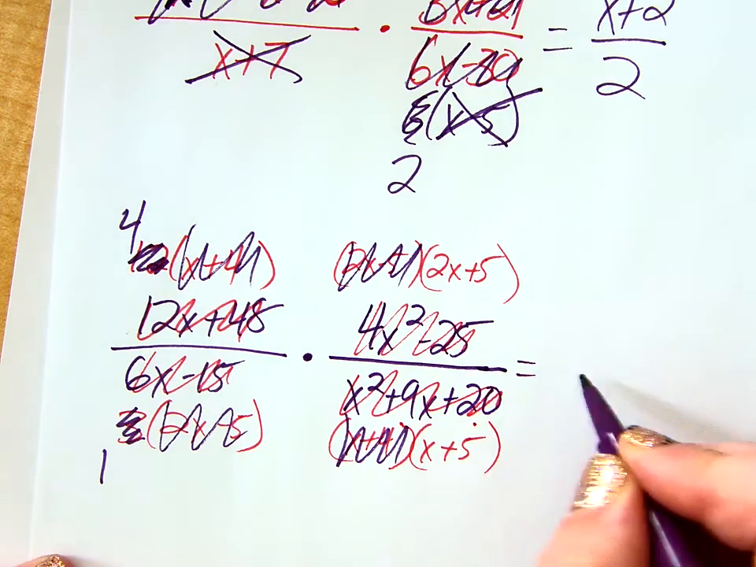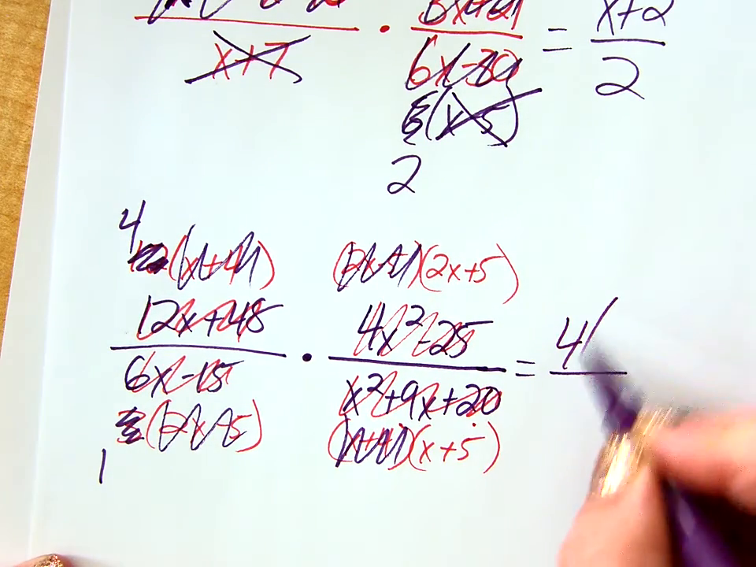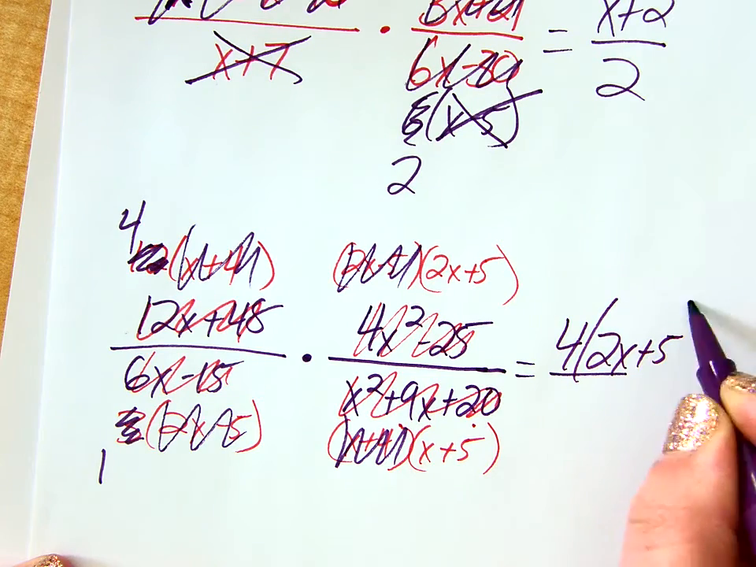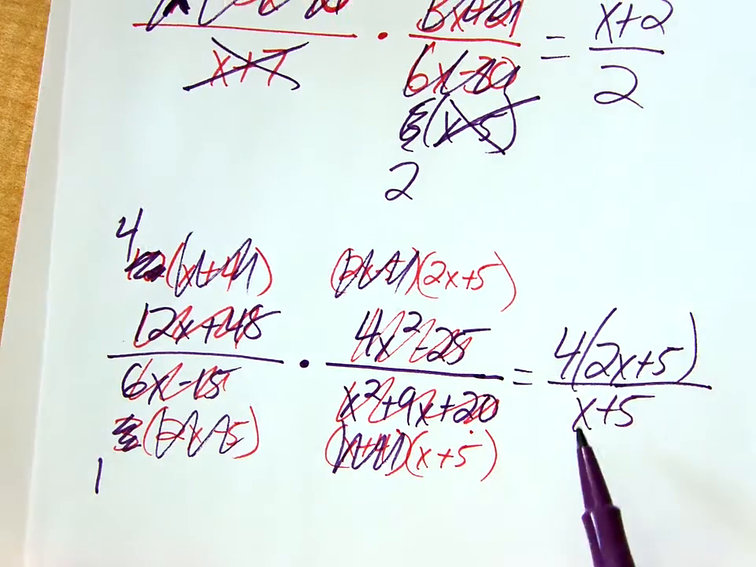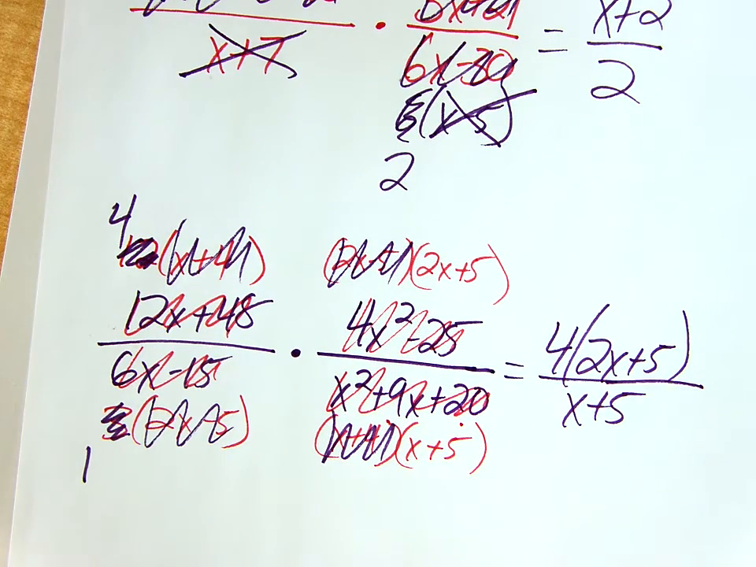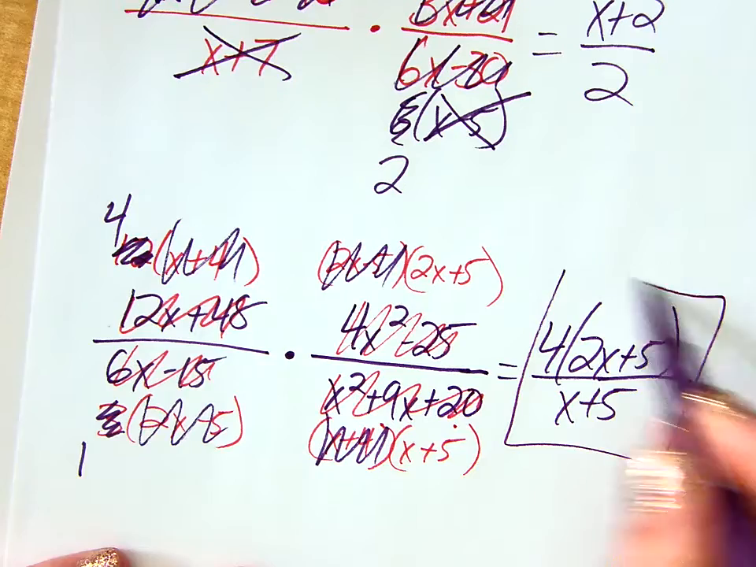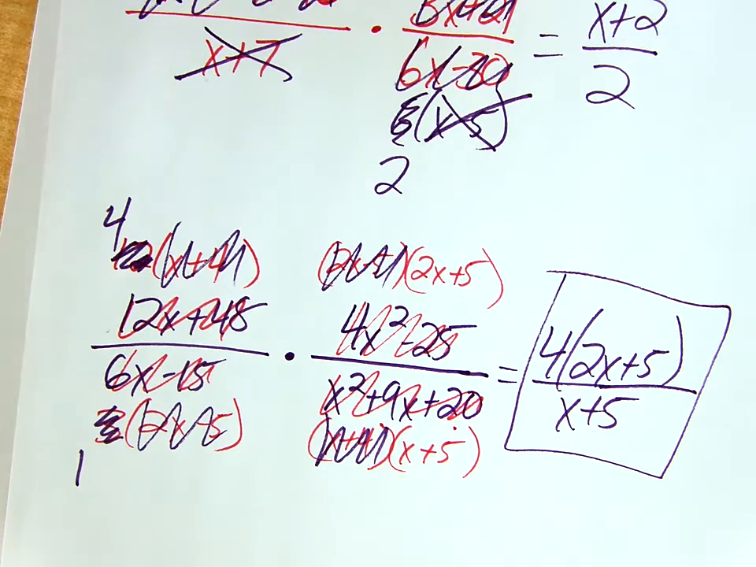So, I'm just going to multiply straight across. 4 times 2x plus 5 on top, and on the bottom I just have x plus 5. Do you have to distribute that 4 into that? No, you don't have to. In fact, I wouldn't. Just leave it. Is that so bad? No, if you can factor, I'm telling you, this is easy peasy. Now, we also have to divide though.